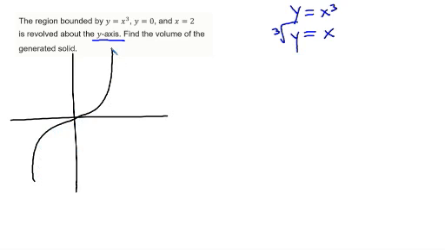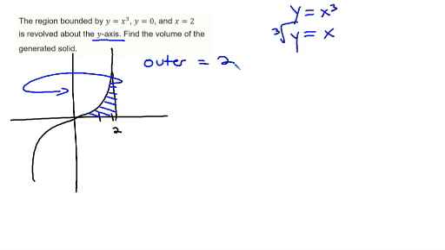It's rotated. Now let's look at what else we have here. It's also bounded by x equals 2. So this is my region that's being rotated. The reason for the picture is so that I know what my outer and inner functions are. This is what's being rotated. So my outer radius is 2. The inner radius is the cube root of y.